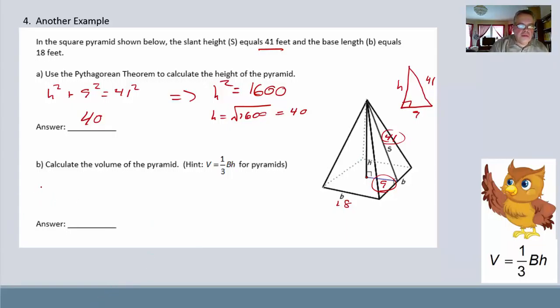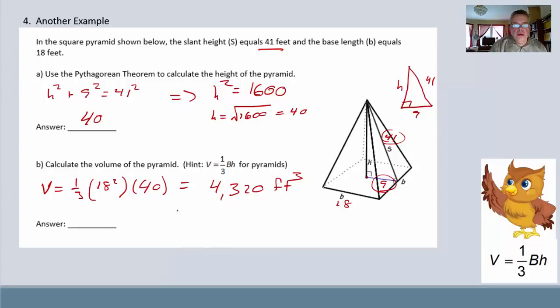Okay, calculate the volume. Volume is 1/3 the area of the base. The base is 18 by 18. So this is 18 squared times the height, which is 40. We do the multiplication, and I got 4,320 cubic feet. Wow, so this height was 40 feet.